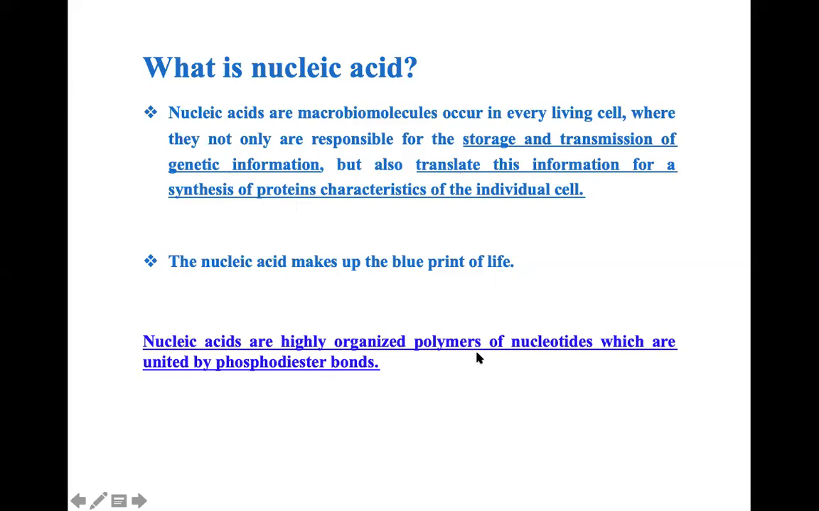They are polymers. Polymer of what? Nucleotide. The small unit is nucleotide. For example, protein is a polymer. If I ask you what is protein, you can say polymer. Polymer of what? Polymer of amino acids. For synthesis of protein, 20 essential amino acids are present, you know. So nucleotides are the units of the nucleic acids.